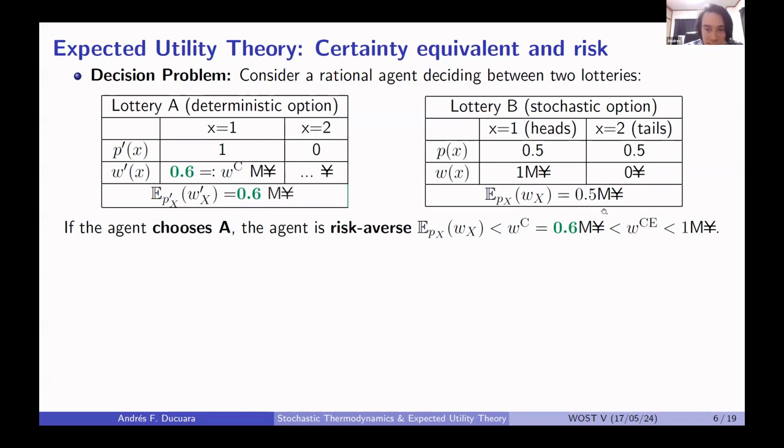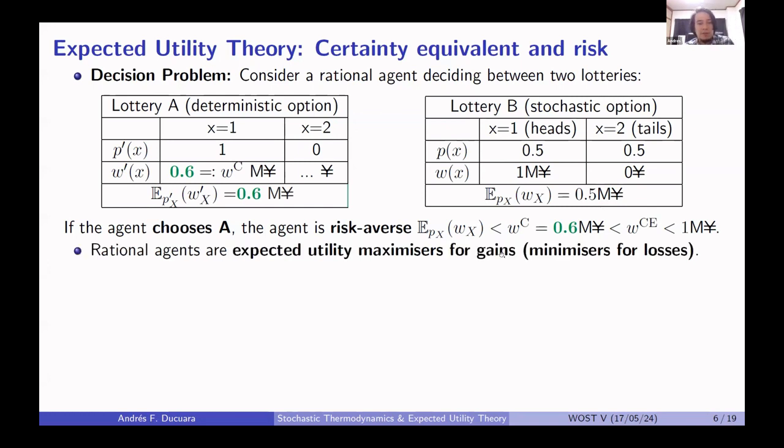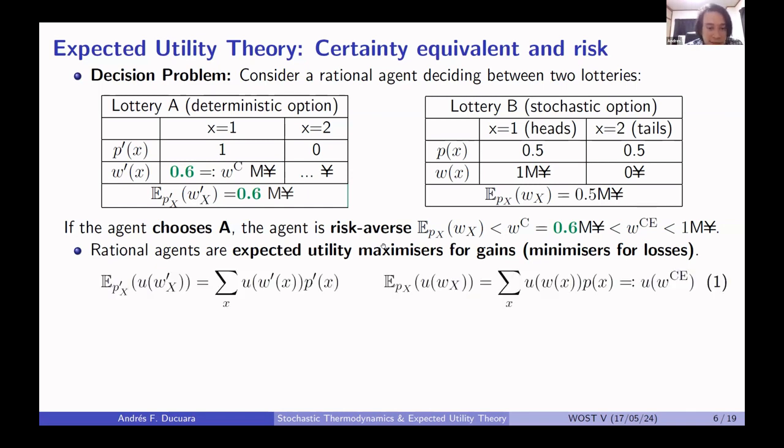The way to calculate that is that the main assumption economists use is that rational agents are expected utility maximizers when gains are involved. In this case, because we're talking about a tax game, they will be minimizers when losses are considered. So in order to solve this decision problem, one needs to calculate the expected utility of lottery A, which is this, and the expected utility of lottery B, which is this. Then we can properly define the certainty equivalent because, as we said, it is the quantity that generates a utility which matches that of the stochastic option.